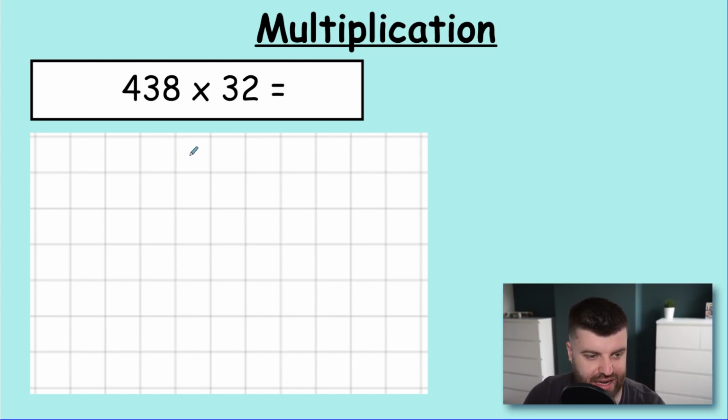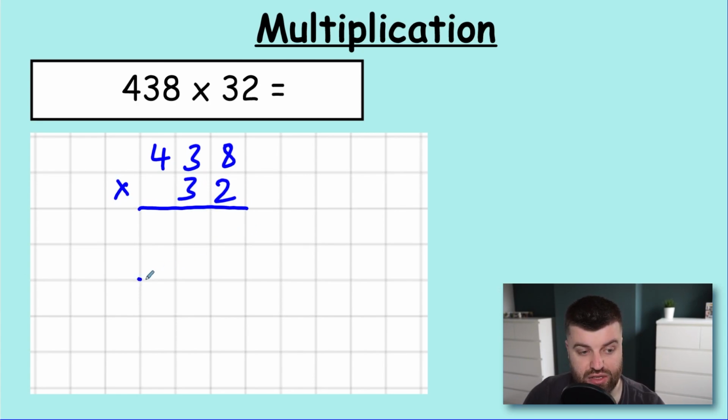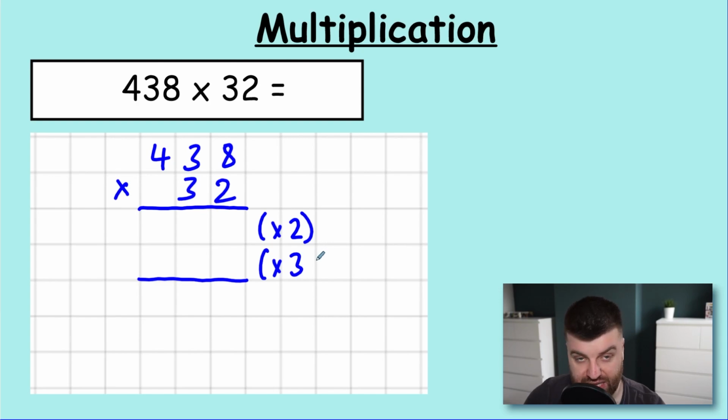Let's take a look, shall we? Now, this one we need a bit more room. So I'm going to start up here. 438 multiplied by 32. Now, what we're about to do is split the 32 into 30 and 2. So what's 2 lots of 438? And what's 30 lots of 438? And if we add them together, we'll get the answer down the bottom.